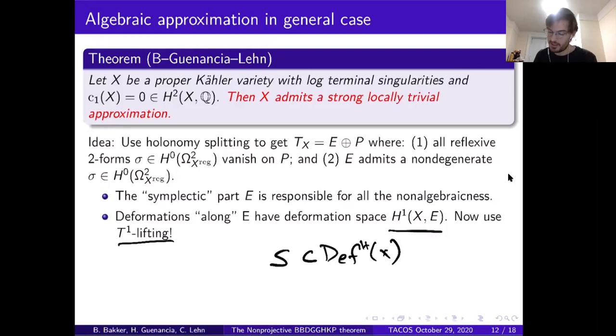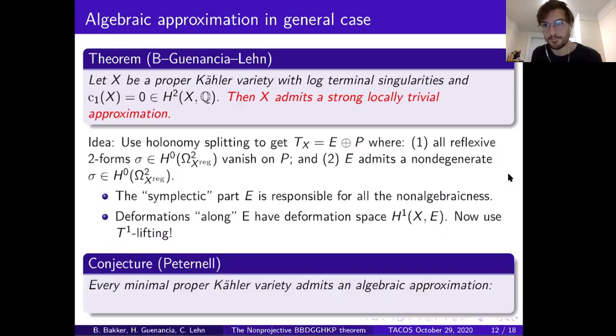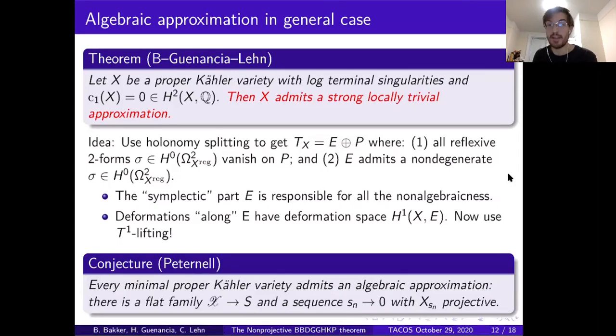Okay, so let me note that this is related to a conjecture of Peternell, which in general posits that every minimal proper Kähler variety should admit an algebraic approximation, meaning it should admit a flat family which specializes to that proper Kähler variety, and a sequence of points, the fibers over which are all projective and converging to the special point. So here we're doing more than that. Instead of just producing a flat family, it's a locally trivial family. And instead of there just being a sequence of fibers that approaches zero that's projective, the strong part here means the projective fibers are analytically dense.